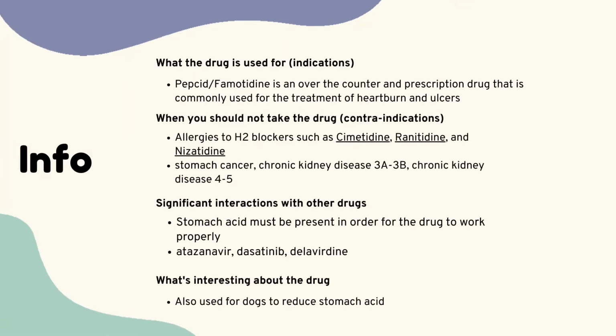What the drug is used for. Pepcid, or famotidine, is an over-the-counter and prescription drug that is commonly used for the treatment of heartburn and ulcers.